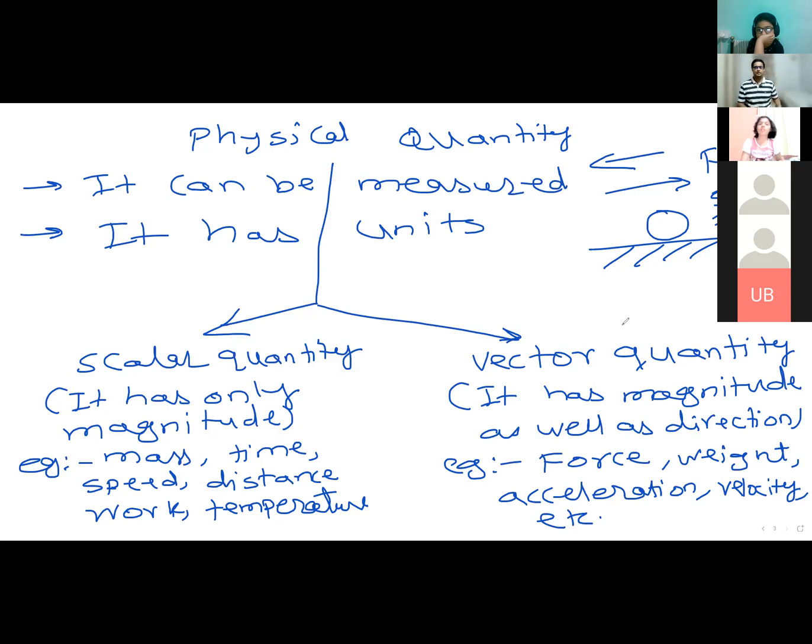Weight is also a vector quantity because weight always acts vertically downwards. So although weight always acts vertically downwards, its direction is required. Hence force, weight, acceleration, velocity, these are called vector quantities because they cannot be expressed fully using only magnitude. They can be expressed fully using magnitude as well as direction. Is that clear? समझ में आ रहा है?